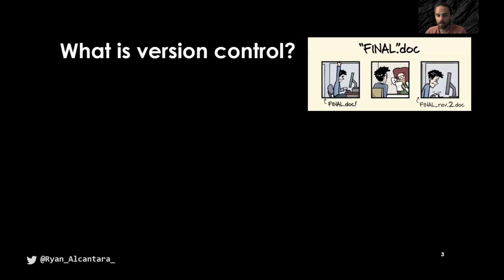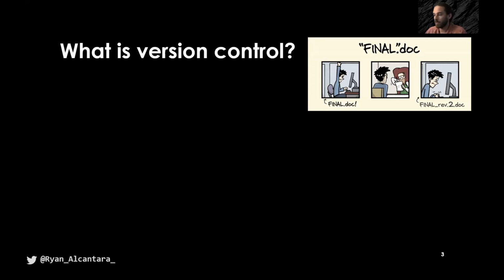So let's jump into the question that everyone is wondering: what is version control? In a sentence, it's a process of recording changes to a file so that you can recall those specific changes later. And there's more than one way to accomplish this.